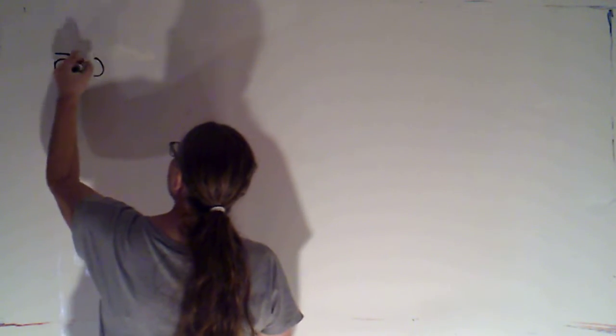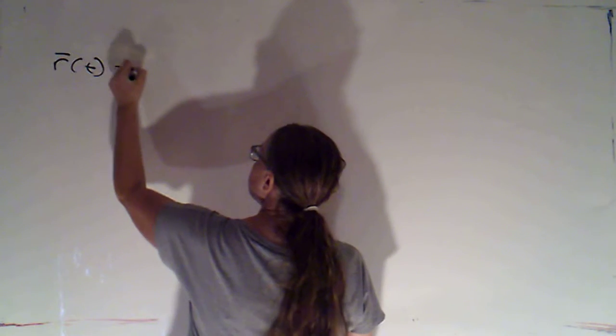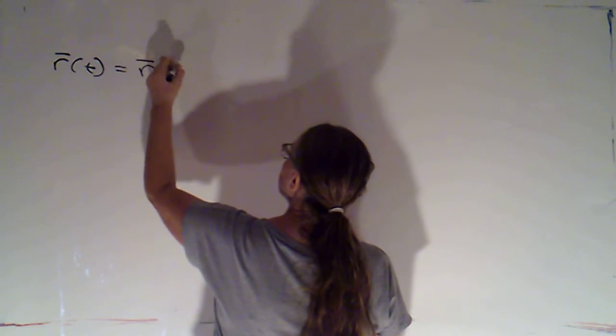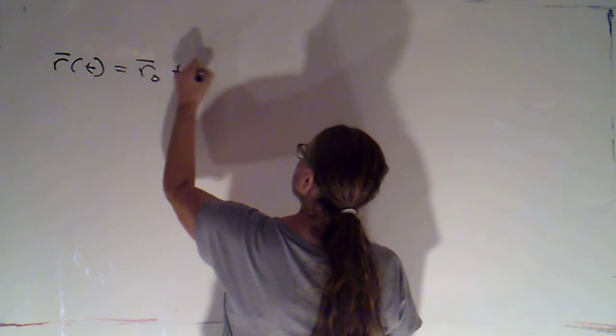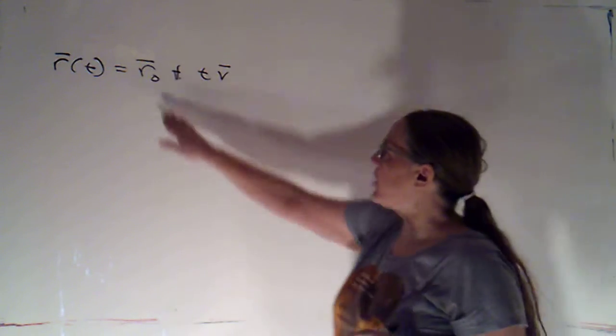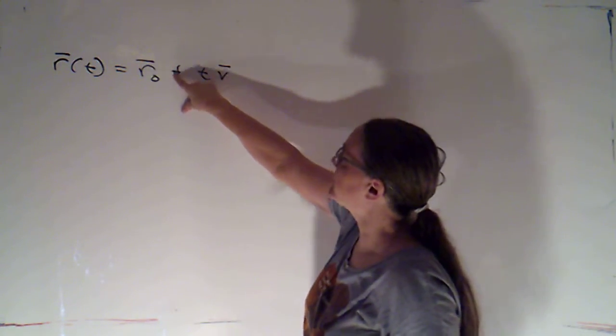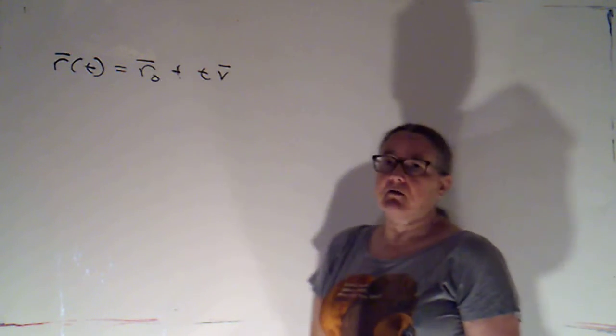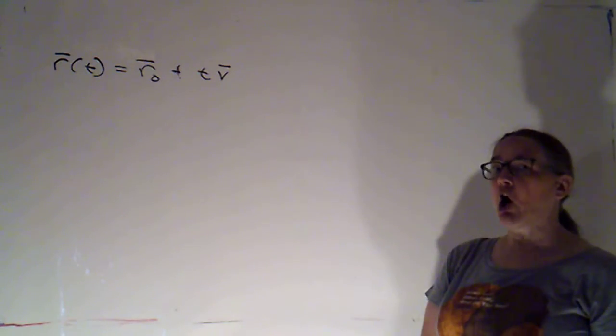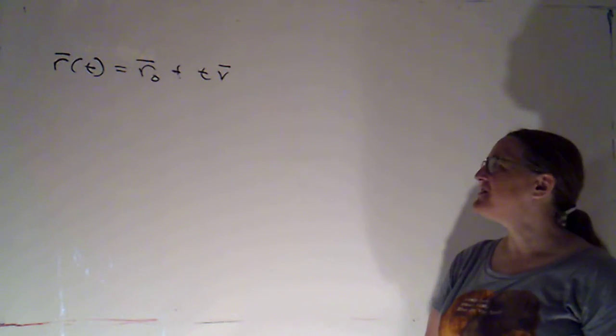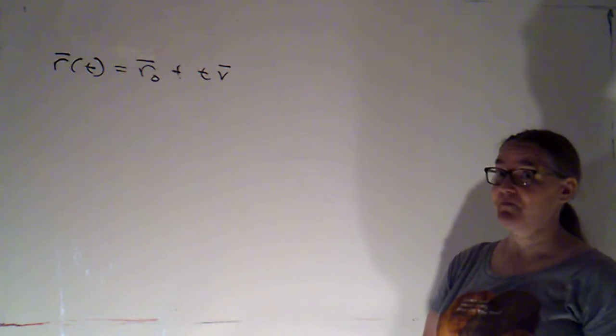I want to take a look at one more example of an arc length parameterization, and that's going to be for a line. So let's just take a generic line. Let's suppose I have r of t is equal to r naught plus t times v. So r naught is my starting point, and v is my direction vector. Now, if I want to get the arc length parameterization, there's a very nifty shortcut.